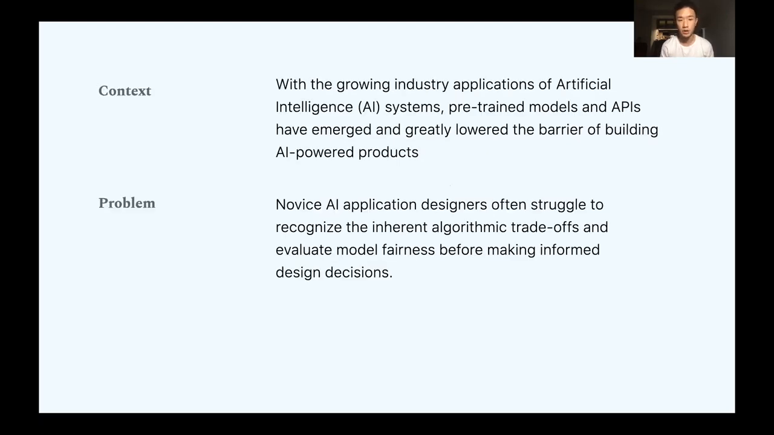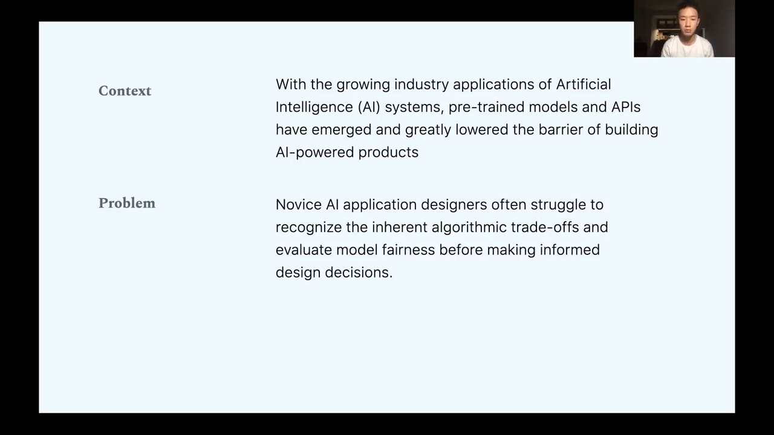So really quickly about the context, with the growing industry applications of artificial intelligence, we have a lot of AI models that are powering our day-to-day experiences. We also noticed that there are growing numbers of pre-trained models and APIs, and those APIs and models have emerged and greatly lowered the barrier of building AI-powered products. Originally, only AI researchers or ML engineers were able to build AI products, and now almost everyone with limited ML knowledge will be able to build products with those pre-trained models.